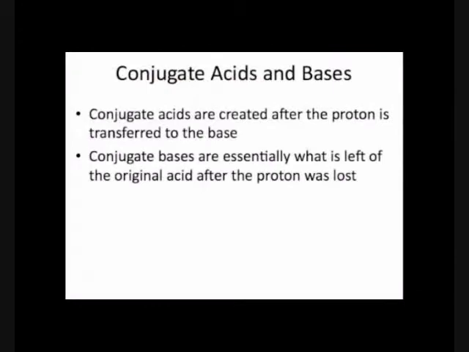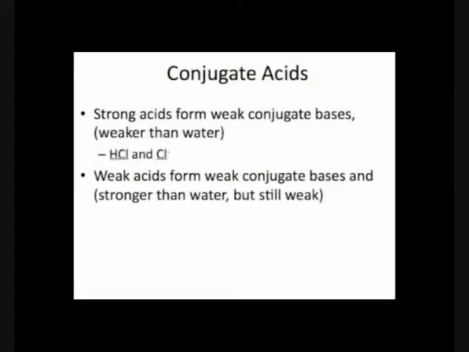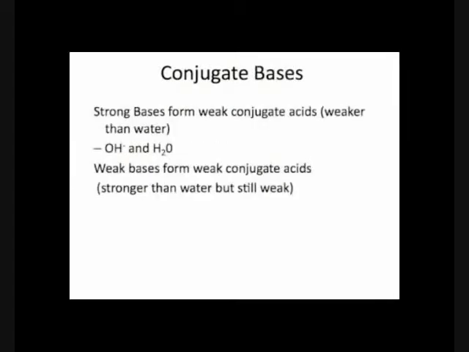Conjugate acids are created after the proton is transferred to the base, and conjugate bases are what's left of the original acid after the proton was lost and given to the base. Strong acids form weak conjugate bases which are weaker than water, which means that they're really, really weak. An example of this is hydrochloric acid and the chlorine atom. Weak acids also form weak conjugate bases, but they're stronger than water, even though they're still considered weak. Both strong and weak bases form weak conjugate acids, although the strong bases form the weaker than water conjugate acids, and the weak bases form conjugate acids that are stronger than water but still weak.